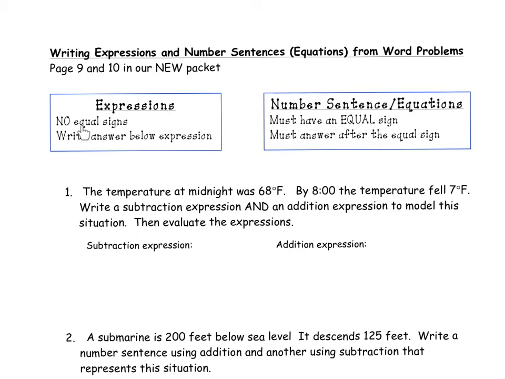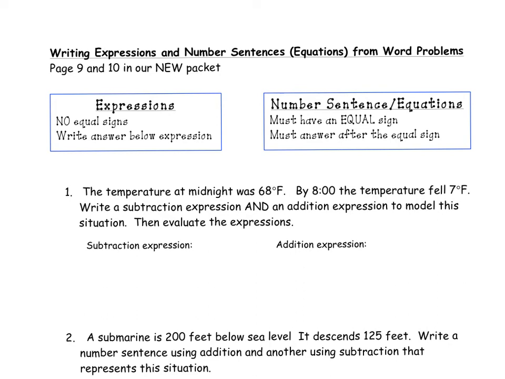Expressions have no equal signs, and we write the answer below the expression. Number sentences and equations must have an equal sign, and we must write the answer after the equal sign. That's where we write the answer. So this first problem, I'm just going to read and highlight through for the sake of time.